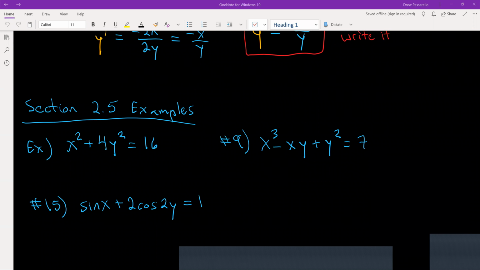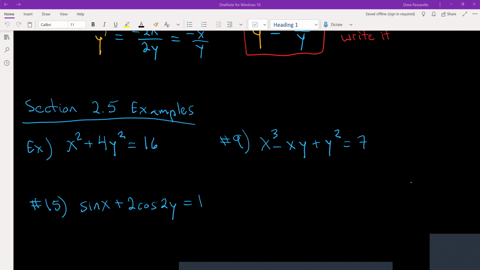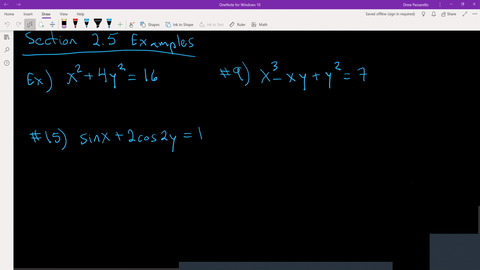All right, so this is some examples for section 2.5 dealing with implicit differentiation. And the first one I just made up, because in the last video I actually worked out example number 5.